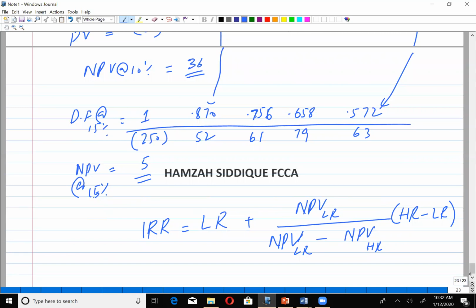Now you see here, the low rate is 10%. We used 10%. NPV at low rate is 36, so NPV at low rate 36 minus NPV at higher rate 5, into higher rate 15 minus 10.